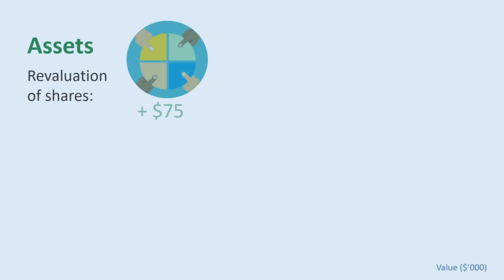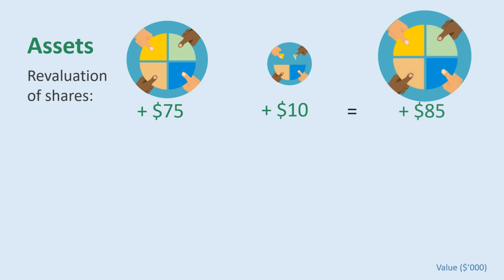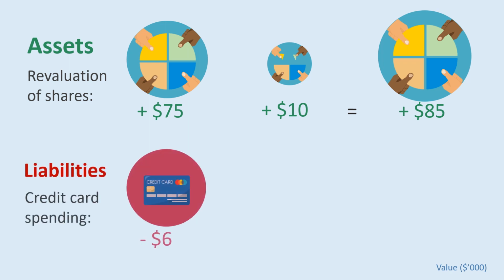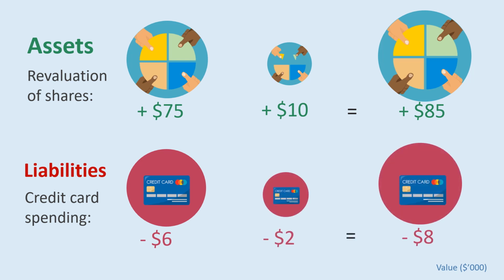The first example is with assets. If we, for instance, own shares of $75,000 and over a month they have gained value of $10,000, the resulting value of shares will be plus 75 plus 10 equals plus $85,000. The second example is with liabilities. If we owe $6,000 on our credit card and we charge an extra $2,000 during a month, our resulting credit card debt will be minus 6 minus 2 equals minus $8,000.